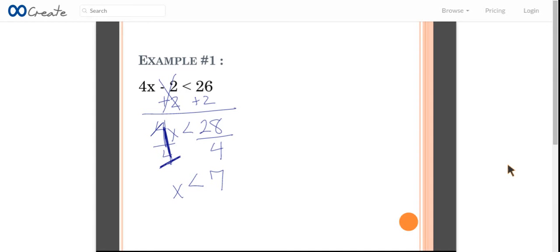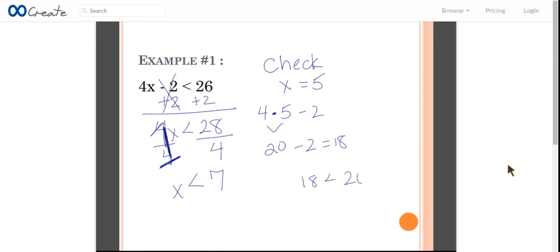And if I wanted to check, we can do a quick check. Let's say if I thought x was 5, so I do 4 times 5 minus 2. Well, 4 times 5 is 20, minus 2 is 18, and 18 is less than 26, so my x is less than 7. It works.